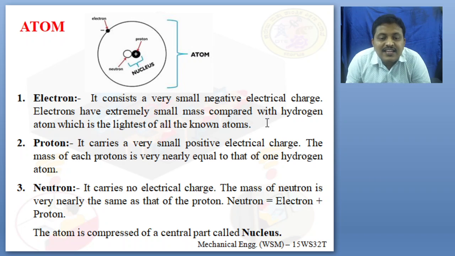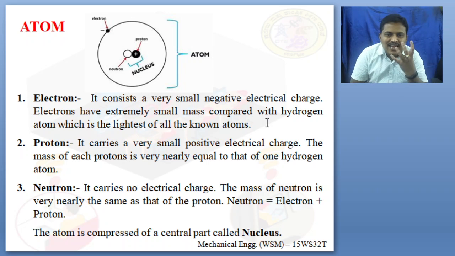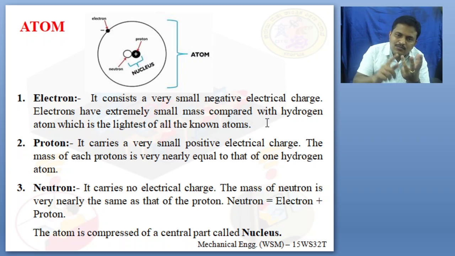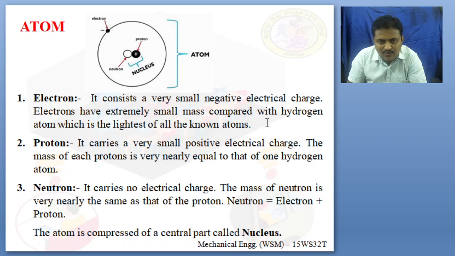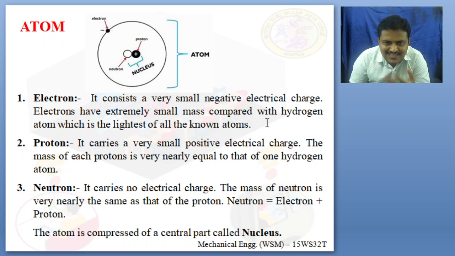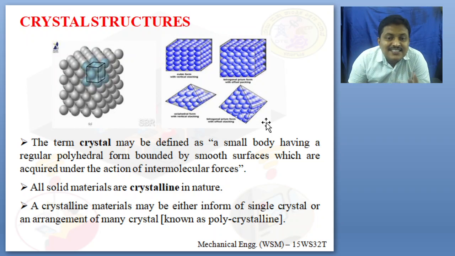So the atom is comprised of a central part called the nucleus. As I said, the nucleus is the central portion of an atom. So I hope you understood what is atom. So there is an atom. Atom consists of electrons, protons, neutrons. The central portion of proton and neutron is known as nucleus. Why am I explaining atom in this? Let us see why I am explaining this, because the next topic is known as crystal structure.